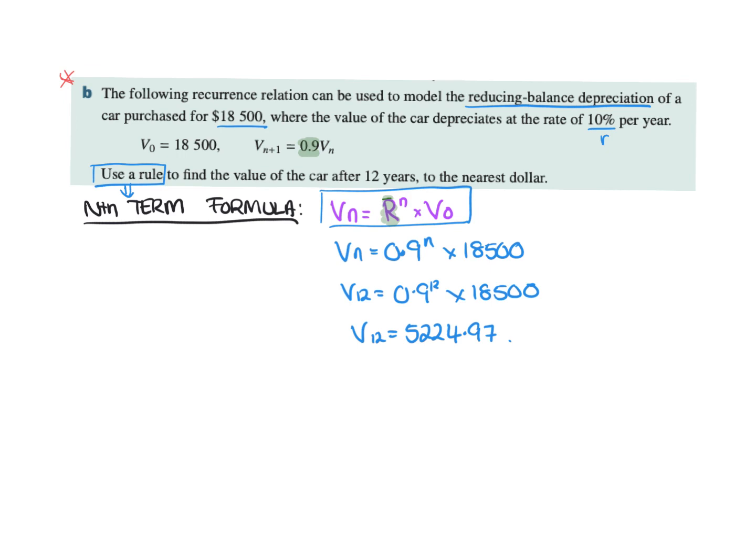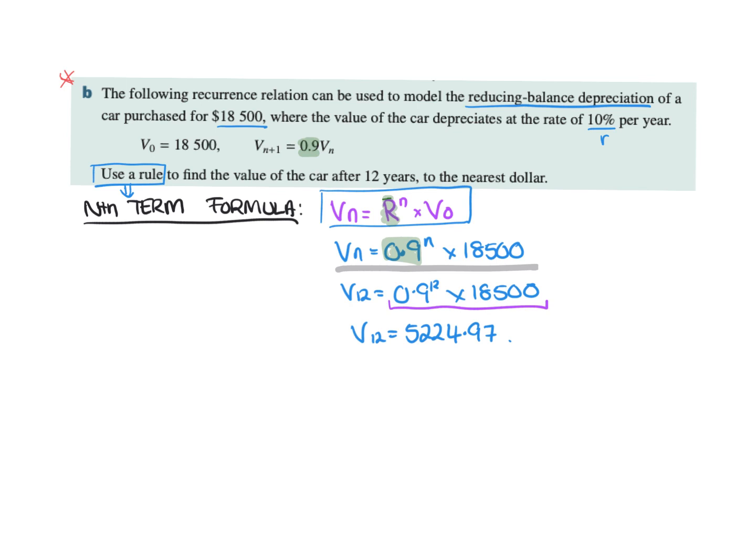So the nth term formula could be written as the R value there, 0.9 to the power of n, times V0. So we've got V0 there. We've got 18,500. So now I've created the rule. And now they ask me to find V12. So if I'm finding V12, I'm going to type into my calculator 0.9 to the power of 12 times 18,500, and there's your answer there.